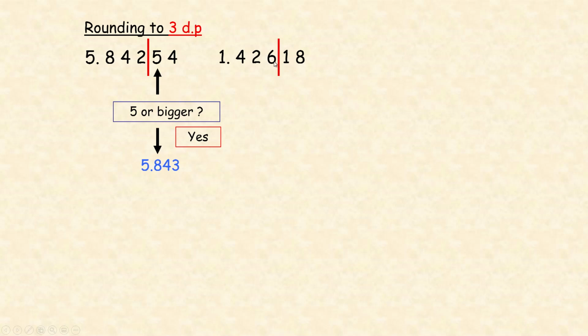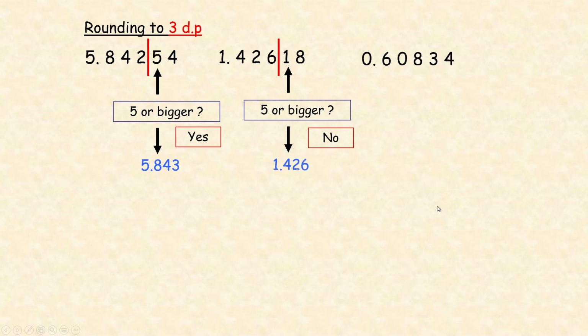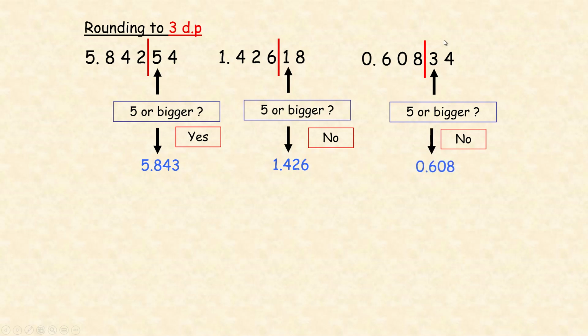Here, same thing, we count 1, 2, 3 after the decimal. Does the 1 affect the 6? No, it doesn't, because 1 is smaller than 5. So we stay at 1.426. Everything after the line we ignore. And this one here, 0.60834. We count 1, 2, 3, draw a line there. Does the 3 affect the 8? No, because it's smaller than 5. So it stays at 0.608, and we lose everything after the line there. Okay.